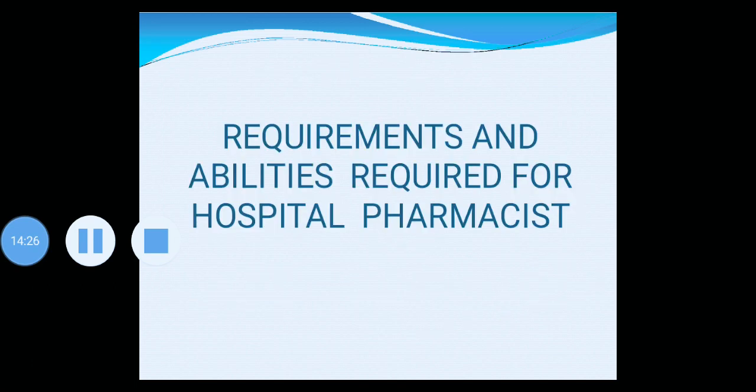Then the requirements and abilities required for the hospital pharmacies. In the different responsibilities of the hospital pharmacist, that is the inpatient hospital pharmacist and outpatient pharmacist responsibility. The first point is the inpatient pharmacy department. First is the patient care area, second is the direct patient care area, then general responsibility and dispensing area. All 4 points are included in the inpatient pharmacy department.